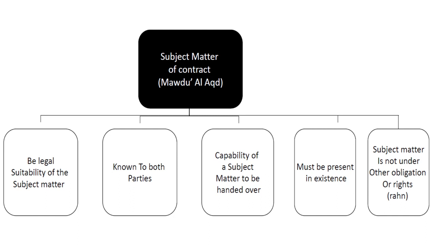Let me now go through the subject matter, and highlight first the very important requirements before we zoom into each one. Overall, the subject matter, or mawdu' al-aqd, which in a sales transaction is a price and goods, has around five requirements. The first is the legality of the subject matter, meaning it must be legal. The second is the specification or disclosure of information, so that the subject matter is known to both parties. The third is the capability of the contracting party to hand over the subject matter. The following one is that the subject matter should be in existence, meaning it does exist. And the last one is that the subject matter should not be under some obligations or rights which restrict its delivery.